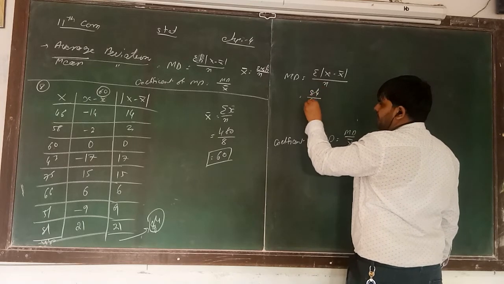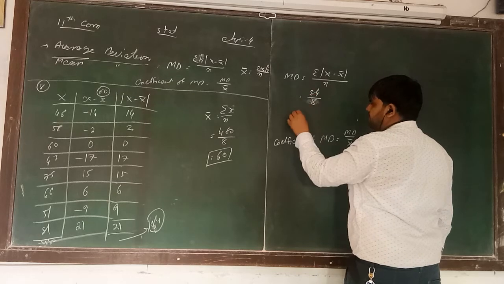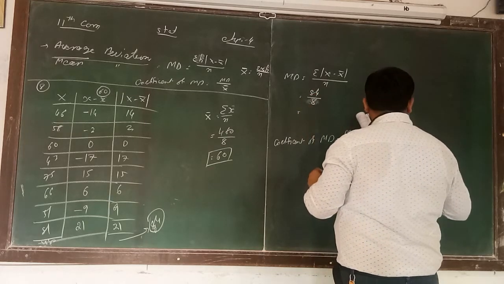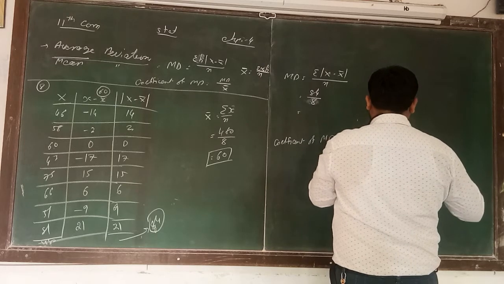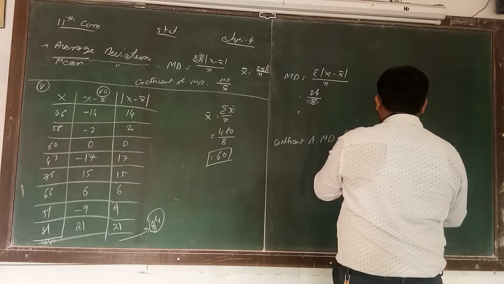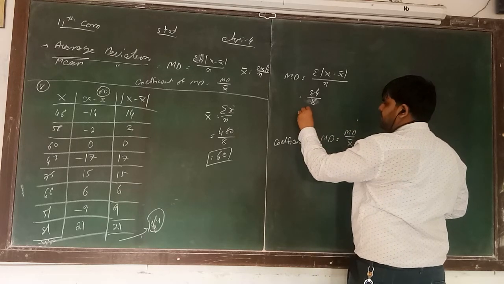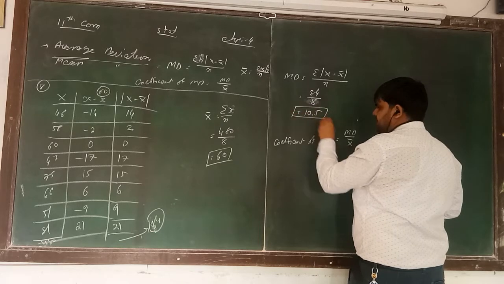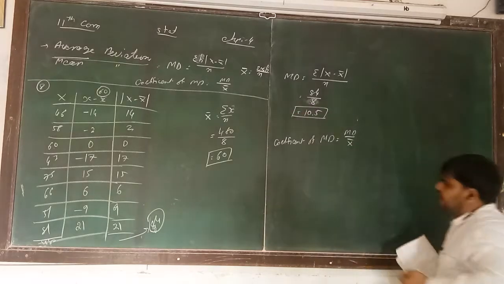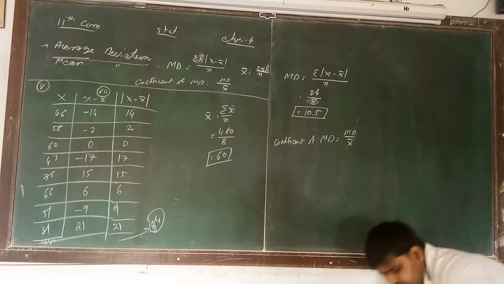Now we have to put the total 84 divided by, sorry, the number n. So n is equal to 8. So 84 divided by 8 is 10.5. So the answer is 10.5, and this is the mean deviation.